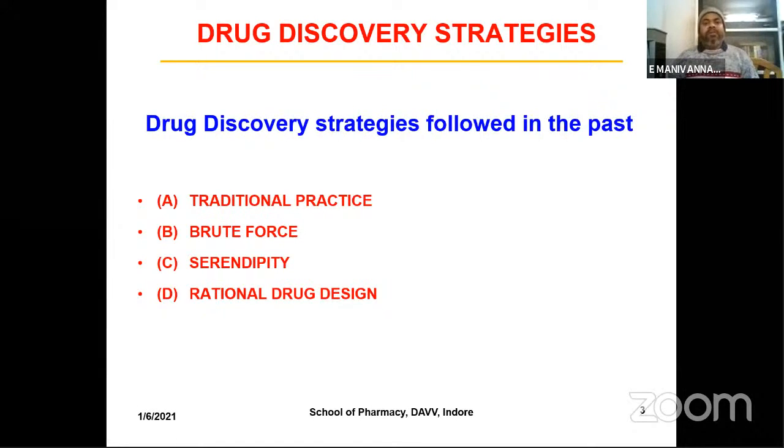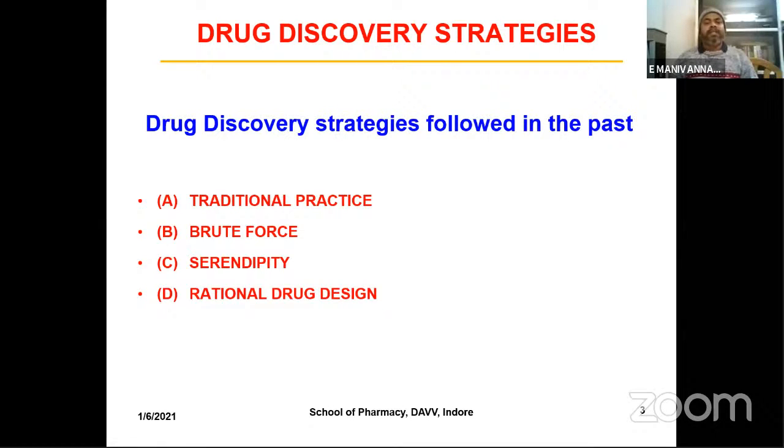The approaches or strategies followed in the past were traditional practice, brute force, serendipity, and rational drug design. In traditional practice, several drugs of natural product origin were discovered through traditional medicinal practice. The brute force technique is a random screening technique, and the discovery of sulfonamide is the best example, involving random screening of a large number of compounds.